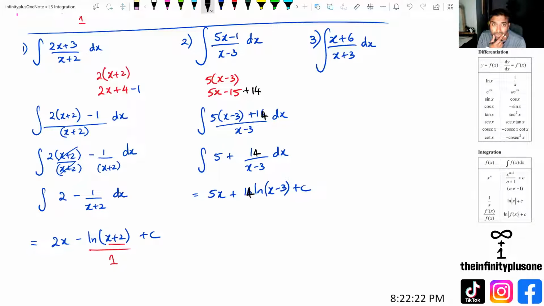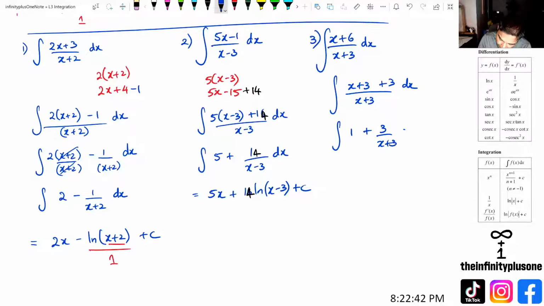All right, so looking at number 3, we've got x plus 3 and x plus 6. Now this one is a nice and simple one because we can just rewrite this as (x plus 3) over (x plus 3) dx. So then we would get 1 plus 3 over (x plus 3) dx, which means we're going to get x plus 3 ln of x plus 3 plus c.